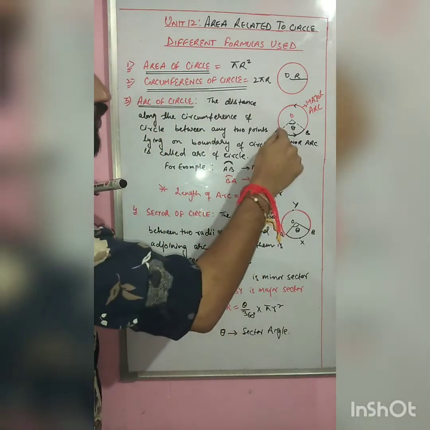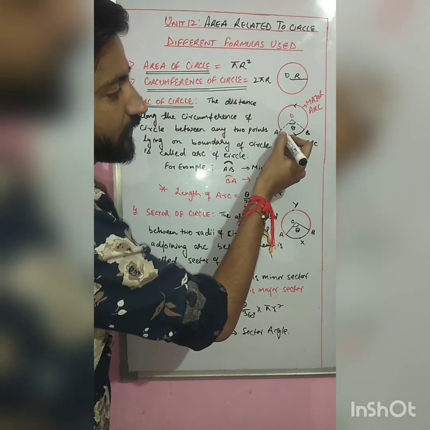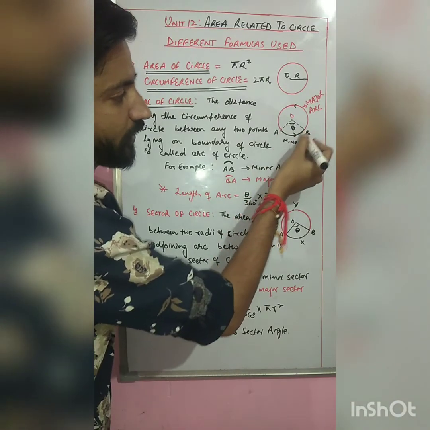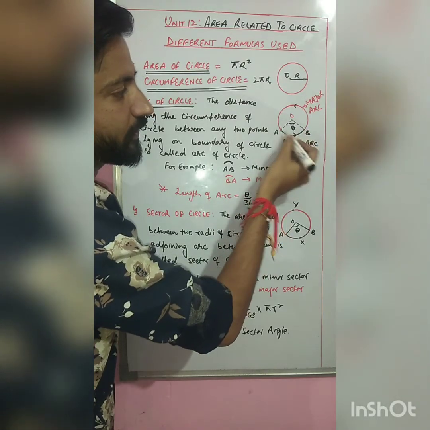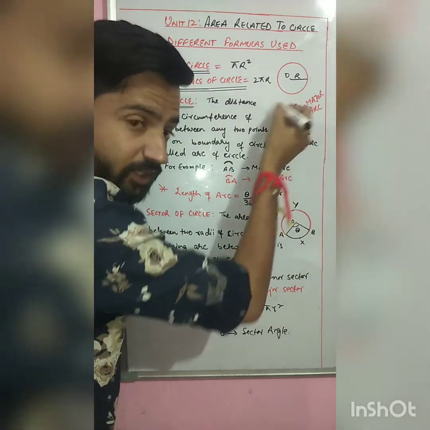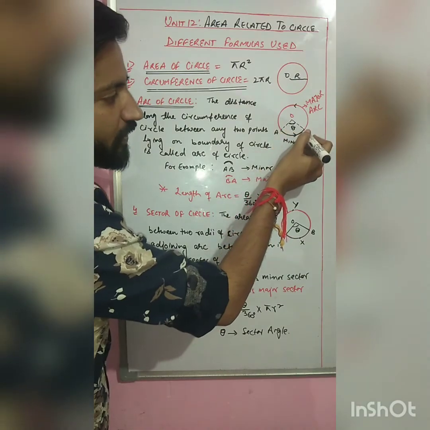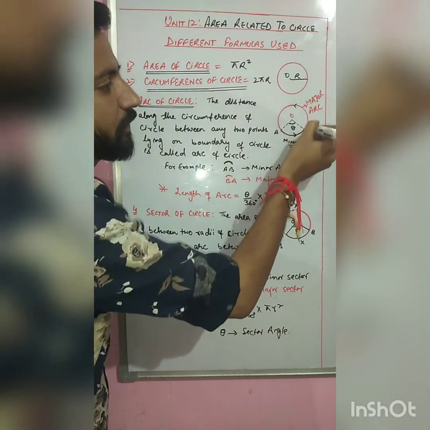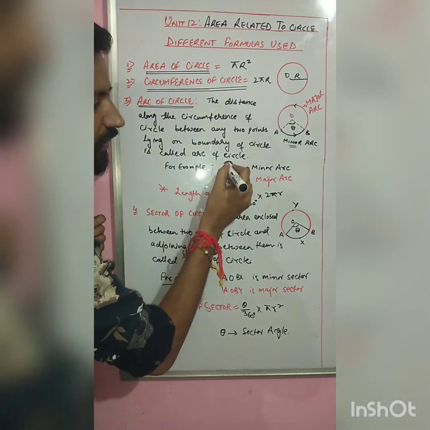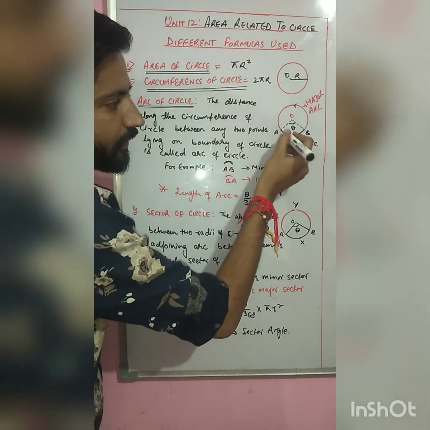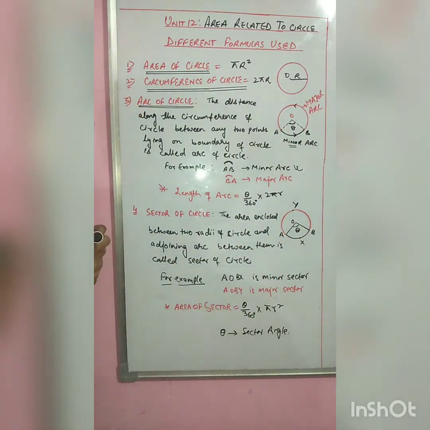Arc of the circle, you are already familiar with what an arc of a circle is. It is the length of the circle between 2 points lying on the boundary. If there are any 2 points lying on the boundary of the circle, then the distance between them along the circumference is called the arc of the circle. Depending upon the portion covered, if it is smaller, then it is a minor arc. If it is larger, then it is a major arc. It is denoted by AB with an arc over it. Here the arc AB is minor and the arc BA is the major arc.